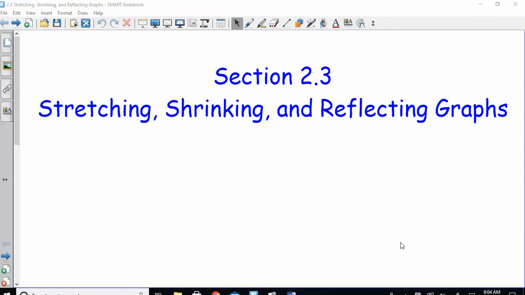Shrinking comes from a number over 1. Okay, so stretching and shrinking. I believe with Mrs. Keller, you only did vertical stretching and shrinking, not horizontal. Is that correct? You guys know?